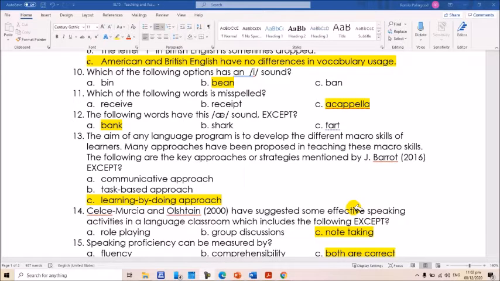Number 14, Silsey and Morsha and Olstein in 2000 have suggested some of the effective speaking activities in a language classroom, which includes the following. So we're talking about speaking activities. So role playing is a speaking activity, right? So with group discussion. So the answer here is letter C, that is note taking.